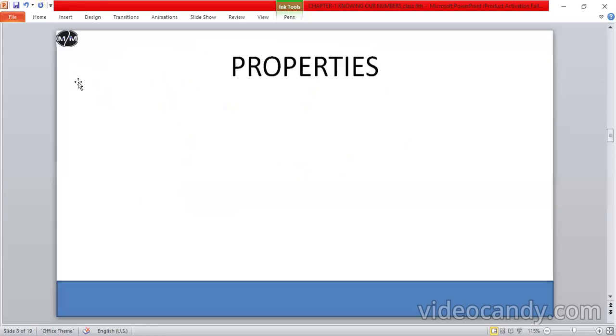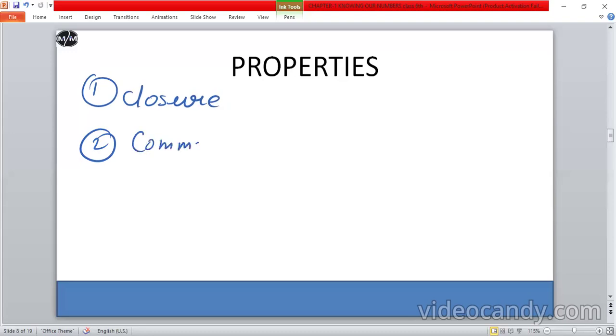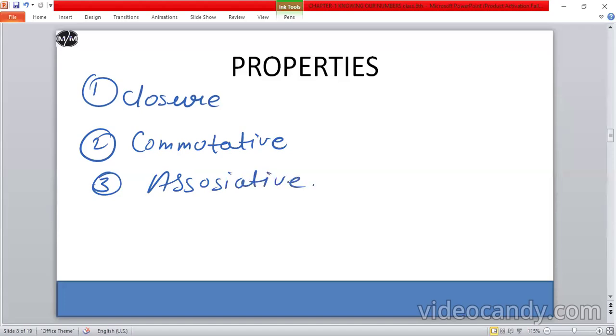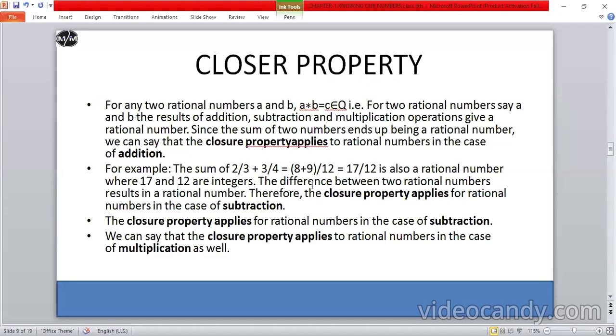We will study three properties of rational numbers in this chapter. First, closure property. Second, commutative property. And the third and last one, associative property. First of all, closure property. What is the closure property?